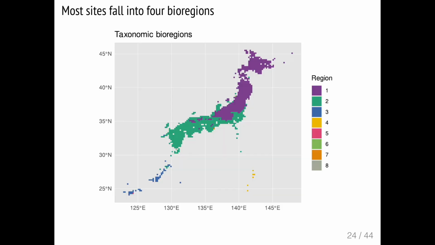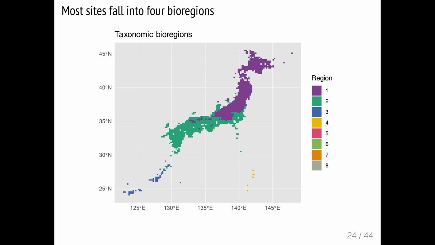This process resulted in 8 taxonomic bioregions, but we can see that the vast majority of sites fall into just 4. Region 1, in purple, includes Hokkaido and the northern part of Honshu. Region 2, in green, corresponds to the southern half of Honshu, Shikoku, and Kyushu. Region 3, in blue, corresponds to the islands south of Kyushu, and Region 4, in yellow, corresponds to the Bonin Islands. Each of the major bioregions are well represented by certain species.